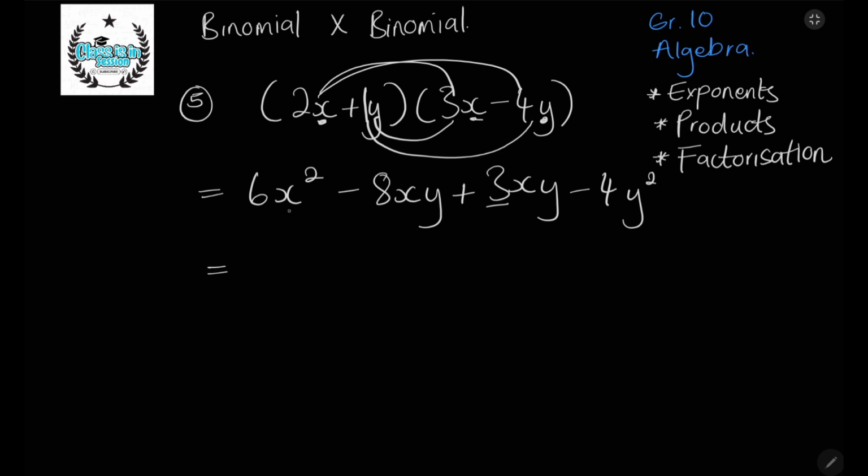Let's look for our like terms. We have 6x squared, you write it as it is. Then negative 8xy plus 3xy, this should give us a negative 5xy, minus 4y squared. And that is how we deal with binomials or double brackets in algebra.